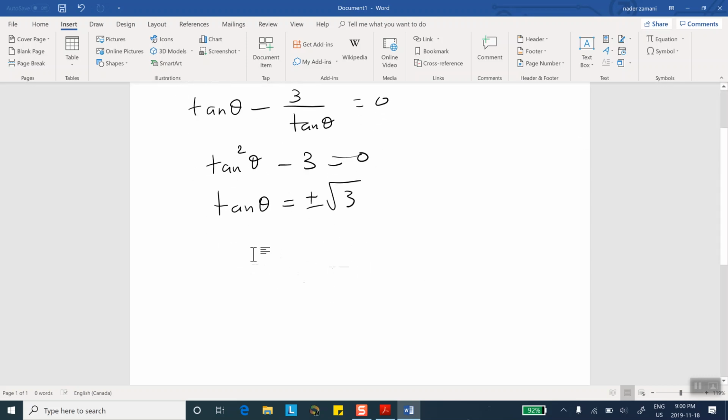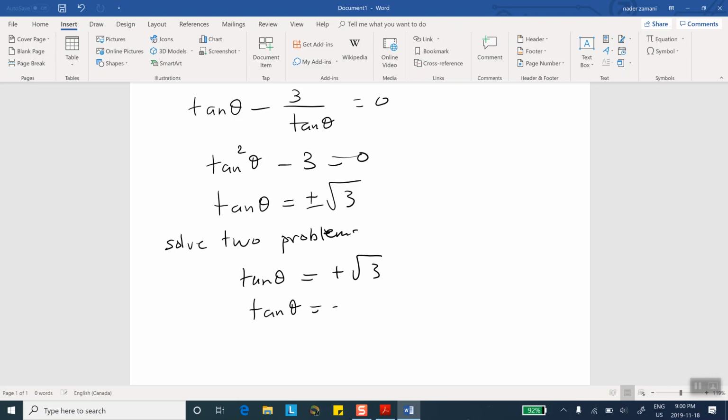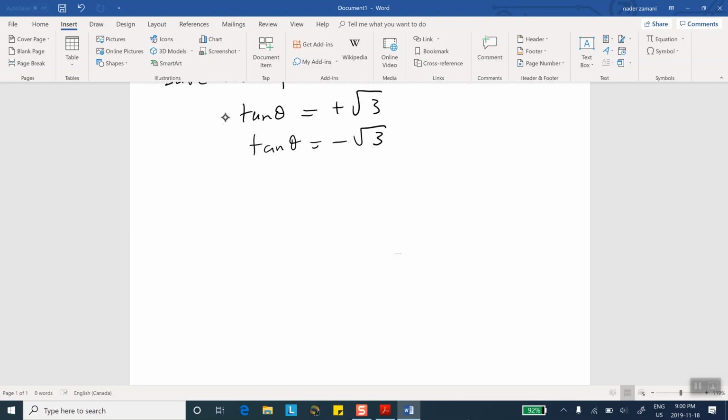And I'm going to do this problem for you completely, okay? So patiently solve two problems. One of them is tangent of theta equal to plus root 3. The other one is tangent of theta equal to minus root 3. And let's do that one at a time. So let me do this one first. Tan theta equal to root 3.